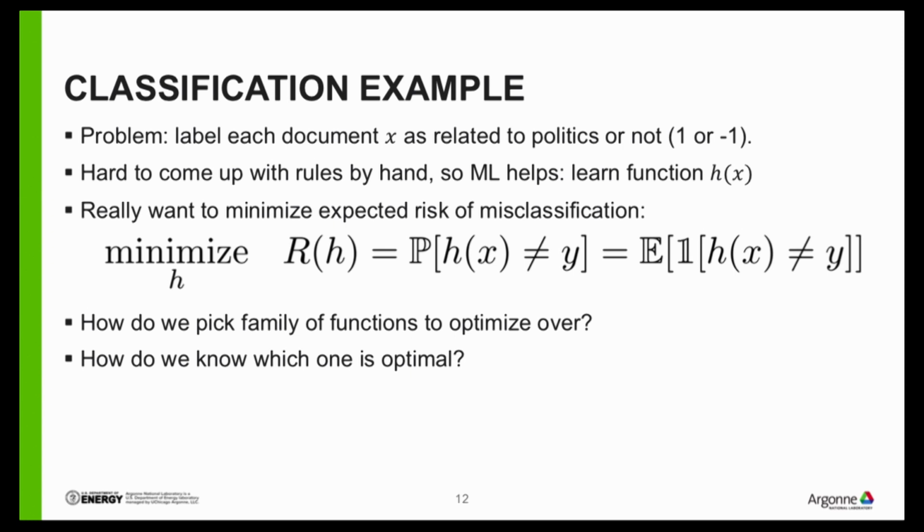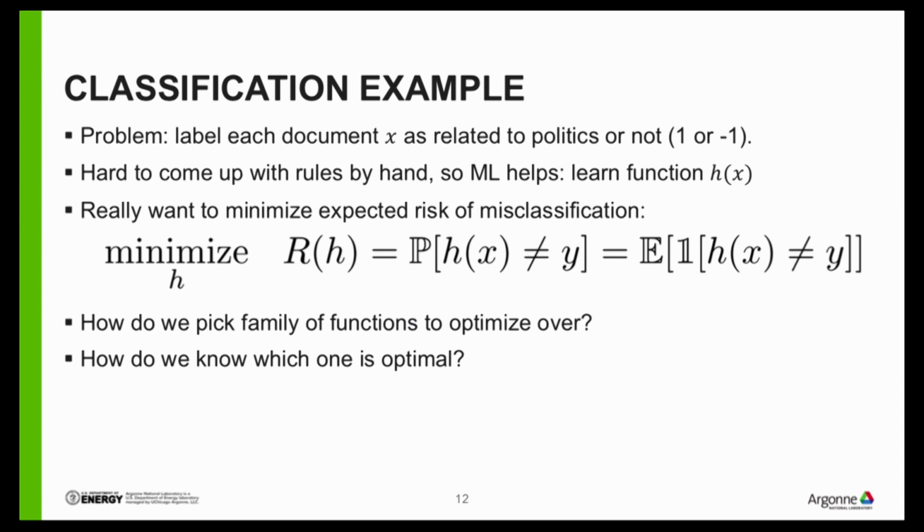So to get back to machine learning, let's say, for example, that you have documents, X, and you want to label them as being related to politics or not. So label 1 or -1. This is a problem where it'd be hard to come up with rules by hand to code into your program, so you might want to use machine learning to learn some function h to go from the document X to its label. Now, what we would really like to do is minimize the expected risk of misclassification. So search over function space, find the best h possible.